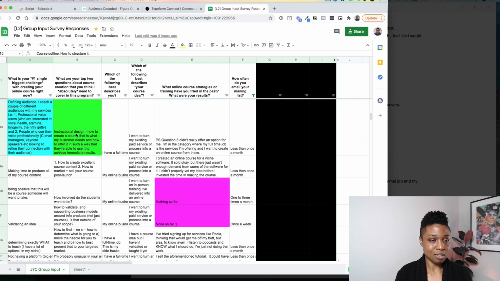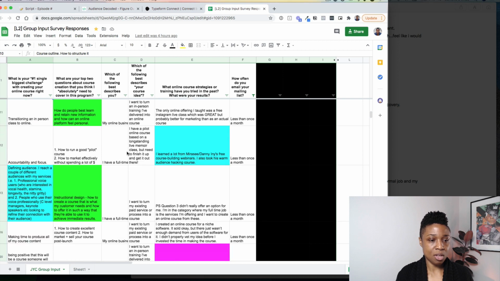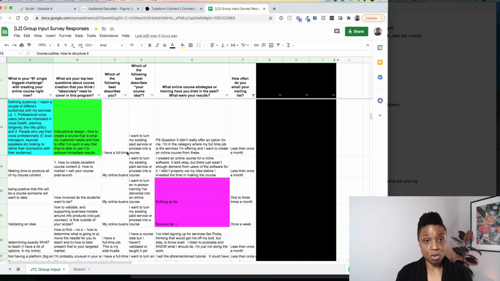So each of these colors is tied to a specific topic. And that allows me to start putting all of this information into categories. So that is a really great way to look at your survey results and start to identify patterns.